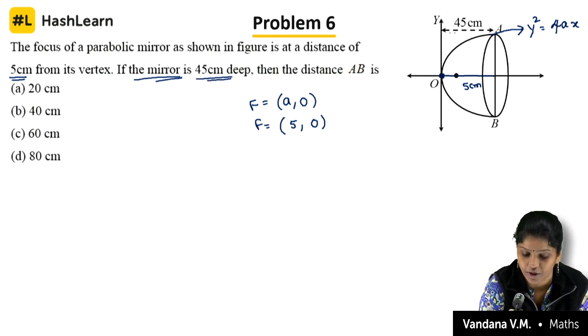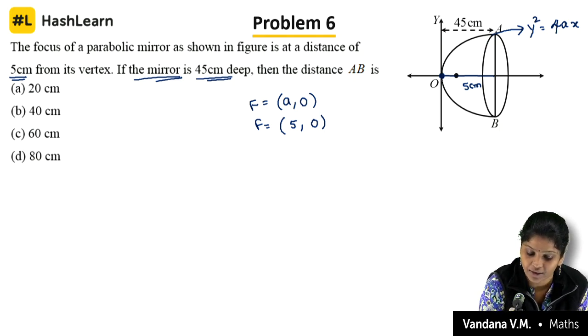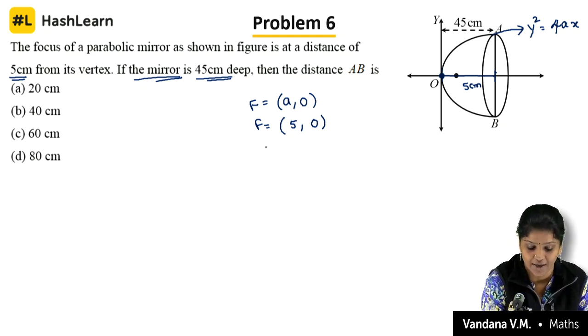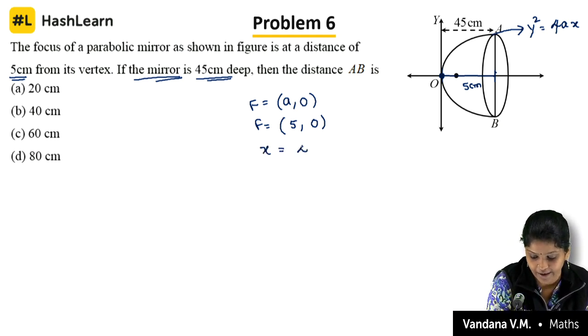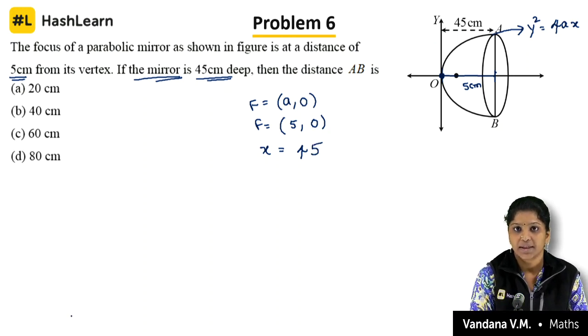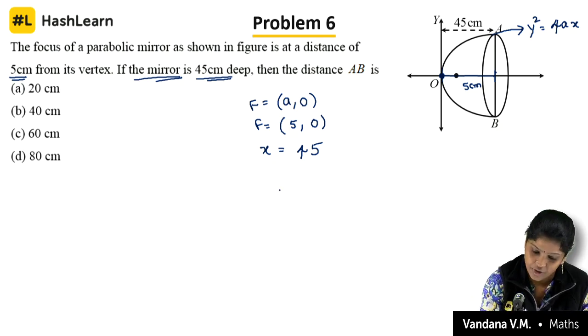So, from here to here the distance is 45, that is the length along the x-axis that they gave. So, what x value did they give? They gave the x value as 45, isn't it? Now, substitute these values in the given equation, and see what we get.